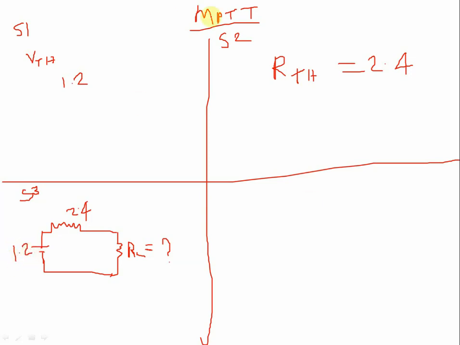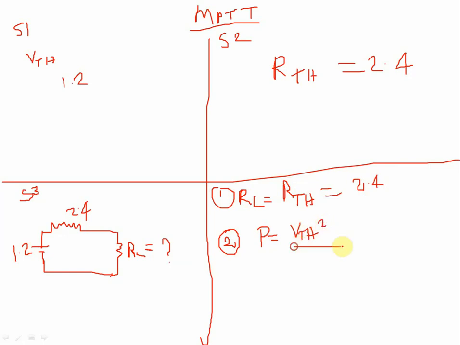Then in MPPT you determine two things. One is RL, so determine the RL. Very simple. RL is equal to RTH, what is RTH? 2.4. So substitute 2.4 here. That's all. Then the second determination: find out the maximum power. What is the formula? VTH squared divided by 4 into RL. Substitute it. What is the VTH? 1.2.